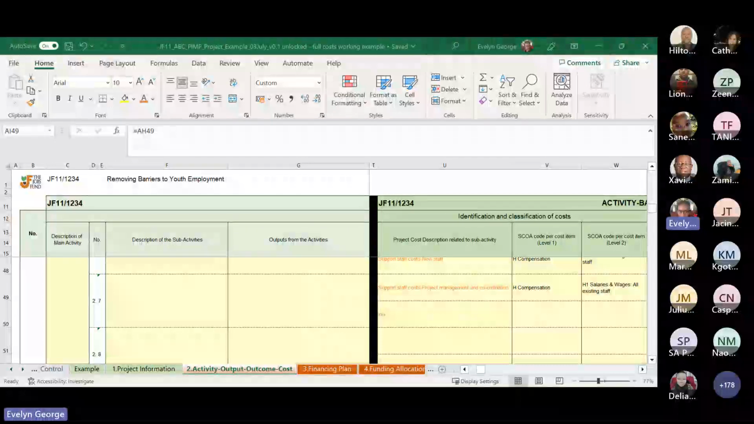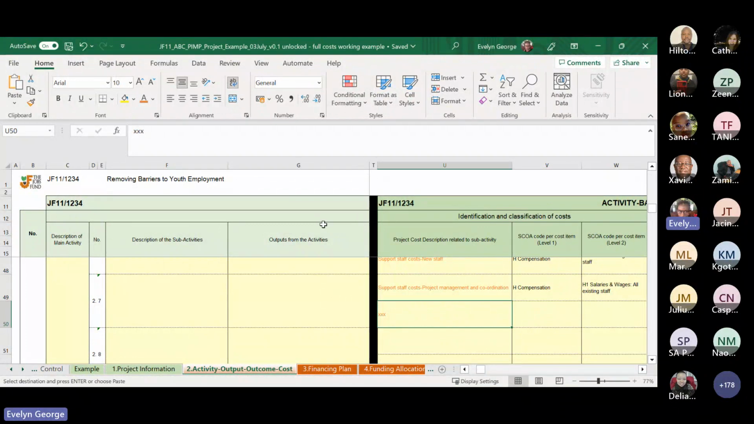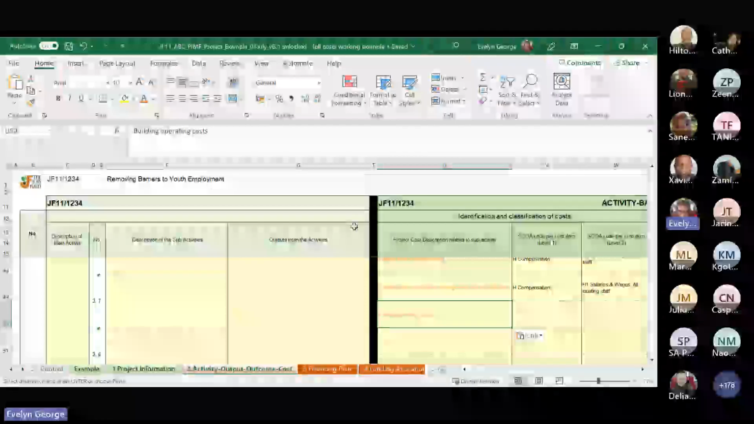And then something that also came up a bit in the last training session: building operating costs.